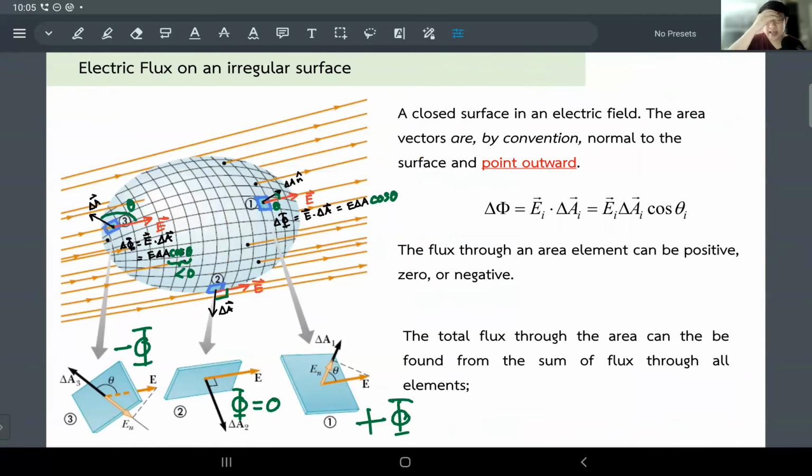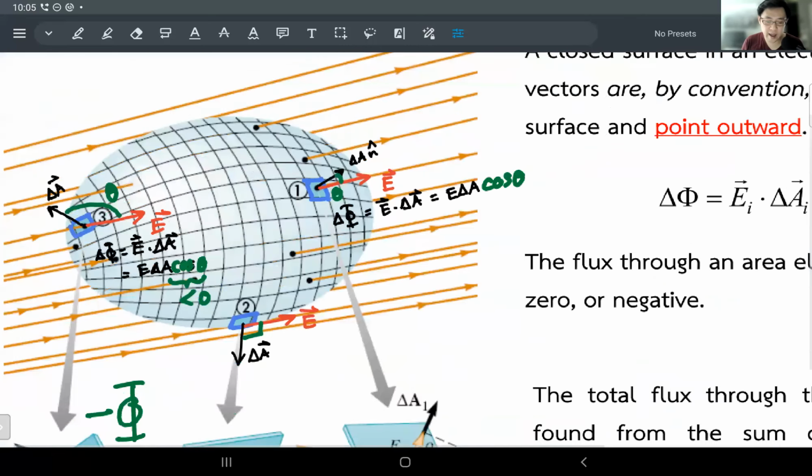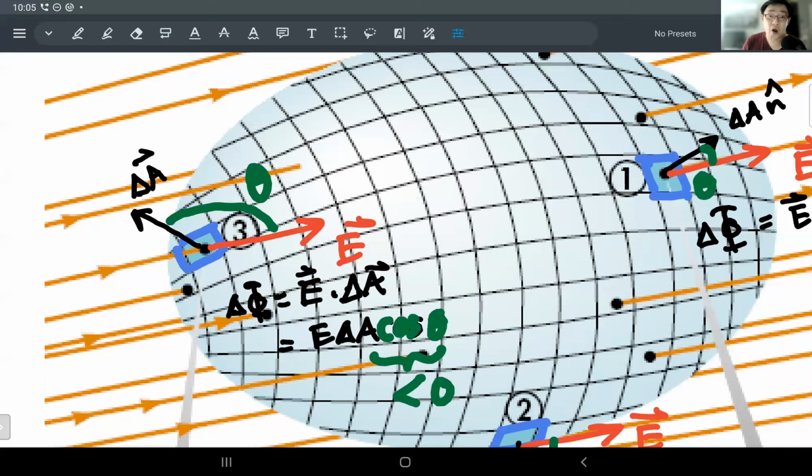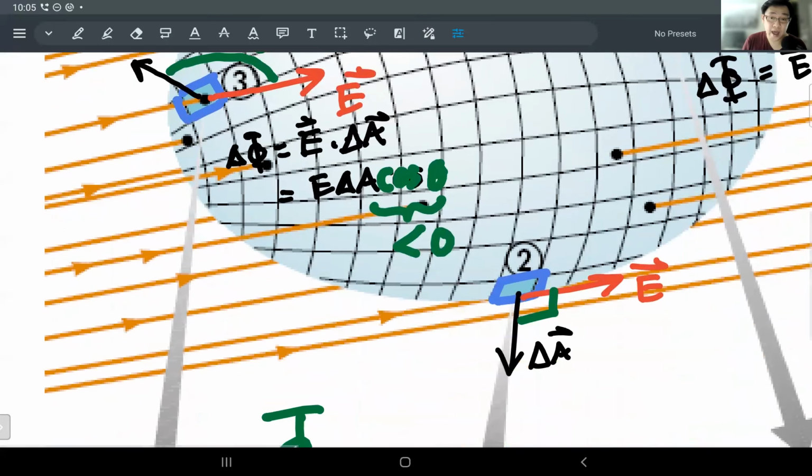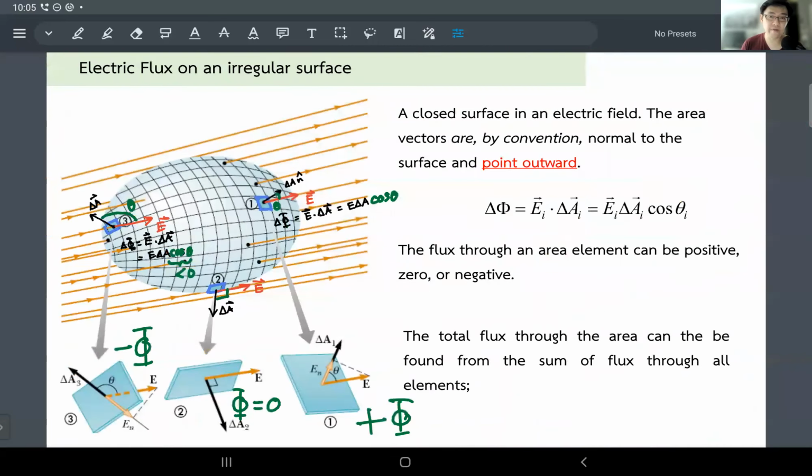Now, with that, it depends on the direction of the electric field vector and the area vector. If they make an angle of less than 90 degrees, the cosine theta is still positive, so you have a positive flux. If, on the other hand, the angle between E and the A vector is beyond 90 degrees, you're going to have a negative flux. Or, of course, if E and A are perpendicular, that means the electric field does not penetrate the area. In that case, you get zero flux through the surface, okay? So flux can be positive, negative, or zero.